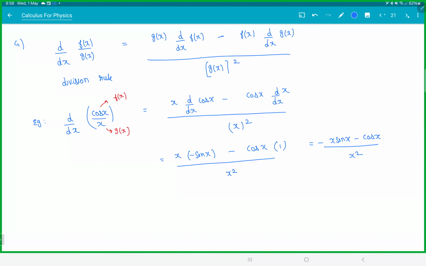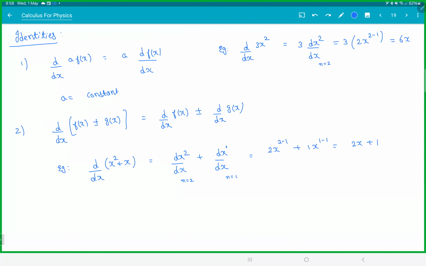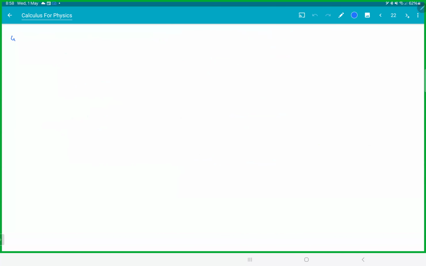Now let's see some problems. So I'll give you some functions. You need to differentiate and give me the answers. dy dx of 4x cubed. Root x plus 1 by root x.